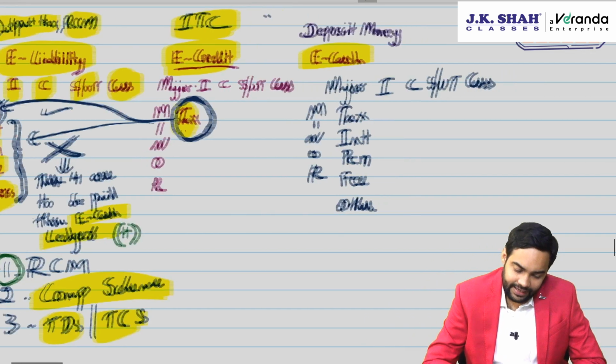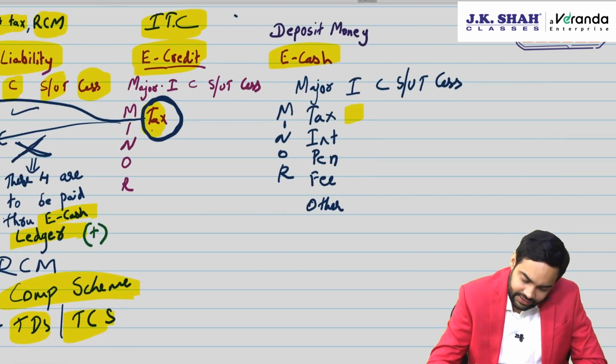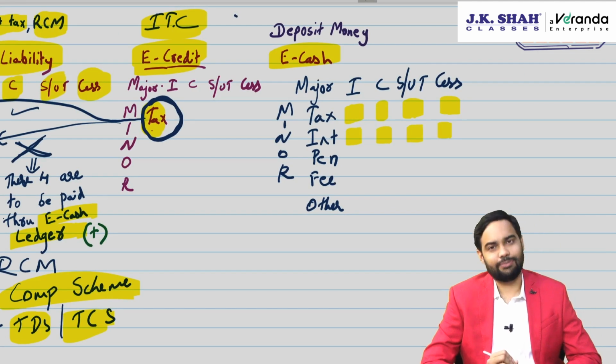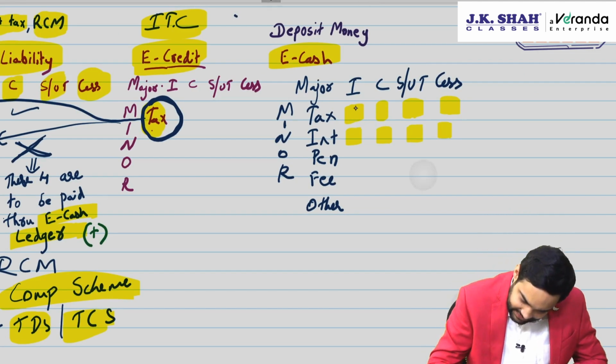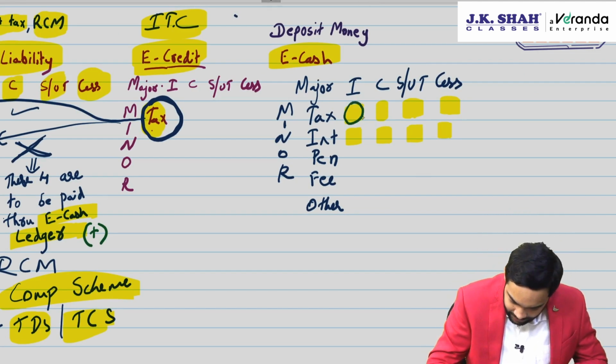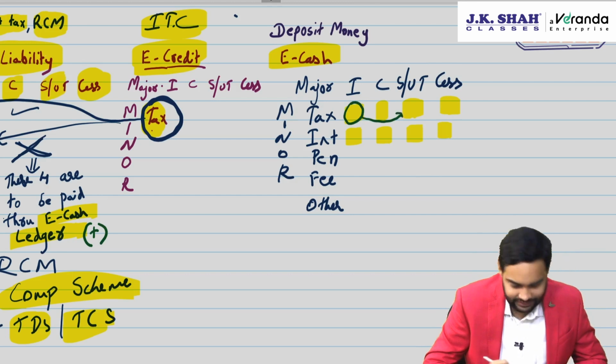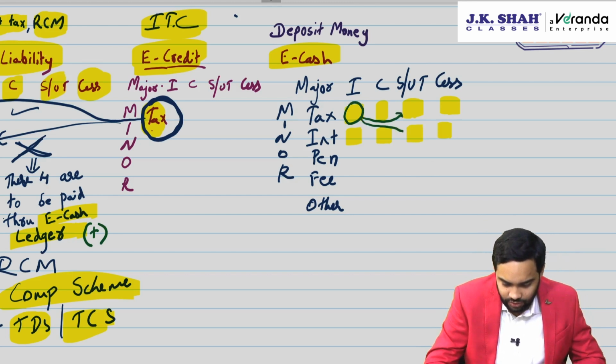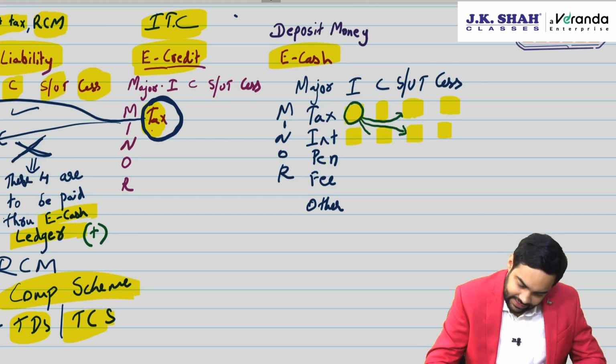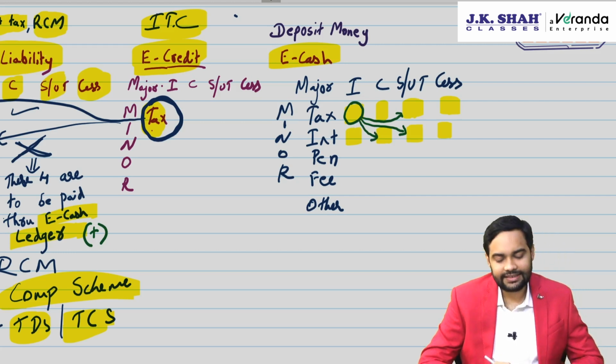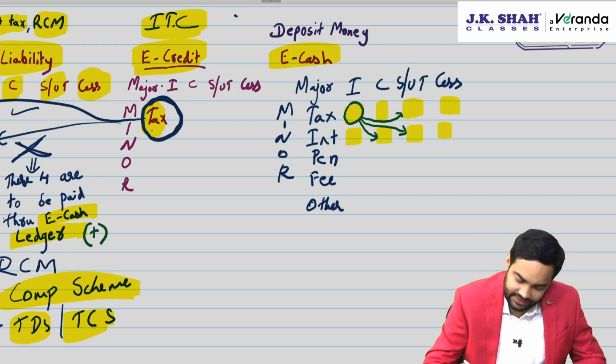Then, can I transfer money within one head, major or minor, to another major or minor head within e-cash? The answer is yes, it is permitted. So say suppose money is lying in I tax. Can I transfer it to S tax? Yes. Can I transfer it to S interest? Yes. Can I transfer it to C interest? Yes. Vice versa is also possible.